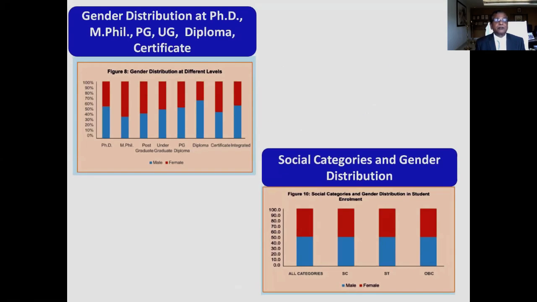And this is the gender distribution of the PG as well as the MPhil, PG, UG diploma certificates and social categories like all categories, SC, ST, OBC and all. In all the cases, I am very happy to note that female candidates are on par with male, except for some courses like some of the diploma courses, some of the PhD programs. Otherwise, we have to see the equal opportunities and we have to look into how to improve the female enrollment ratio for the PhD program, then diploma programs and some of the certificate programs.